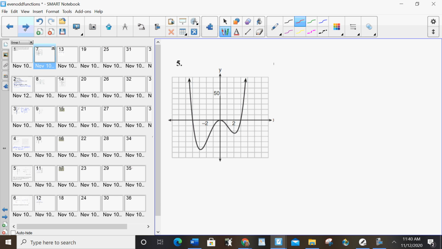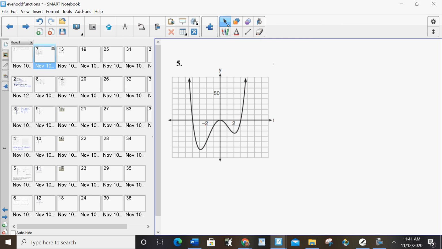To determine if it's even, it would be symmetric to the y-axis. Is this symmetric to the y-axis? Almost, but no. If it was symmetric to the y-axis, this piece would look more like that. It goes much lower on the left-hand side, so it's not symmetric to the y-axis.